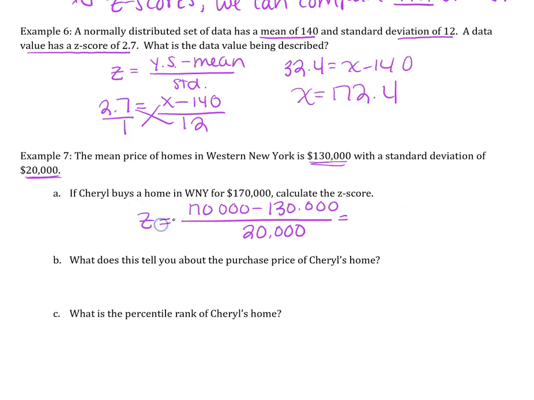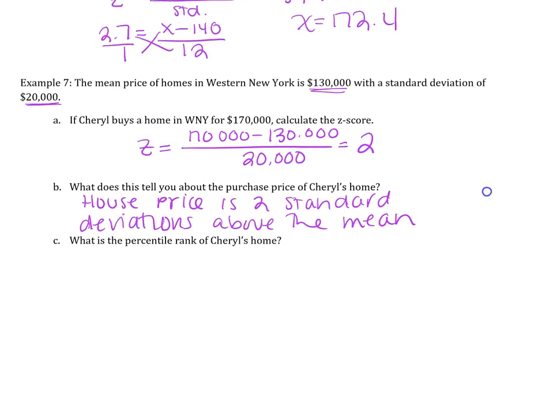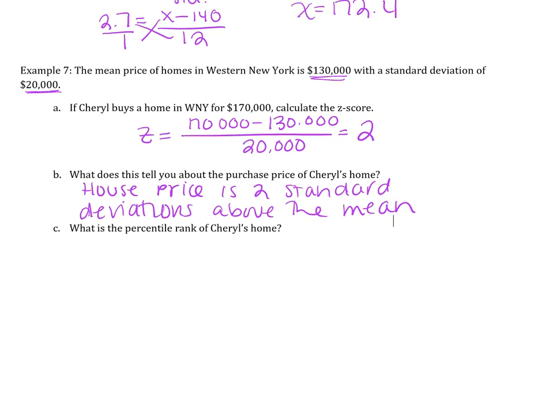So I'll give you guys a second to do that. And you should get 2. So that means her house's price is 2 standard deviations above the mean. So then what percent of houses is hers more expensive than? So that's what's her percentile rank.